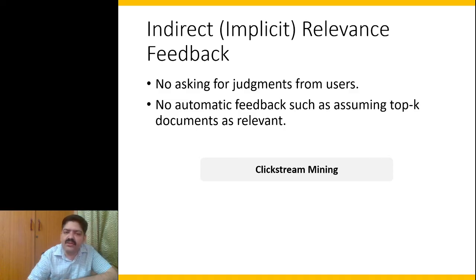For this, I could use clickstream mining. So clickstream mining also tells me what is the right relevant answer for a given query, right? So for this query, this seems to be a relevant answer. So this kind of judgments can be extracted from clickstreams.